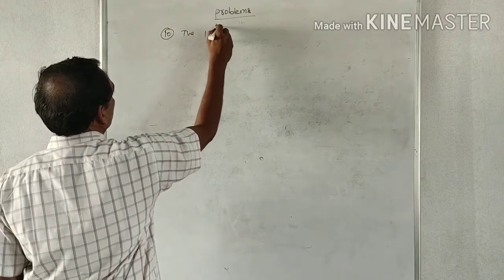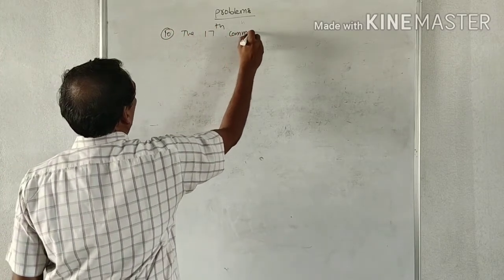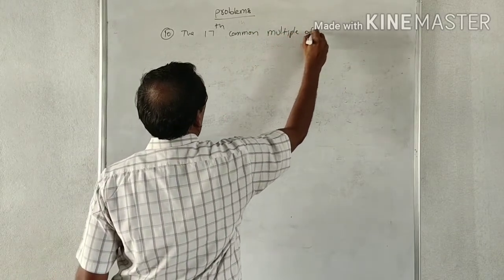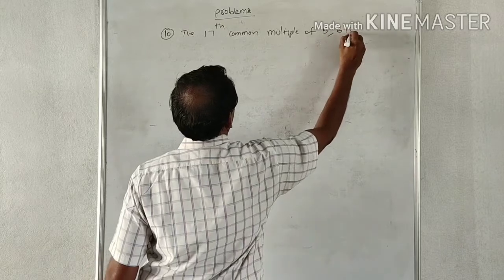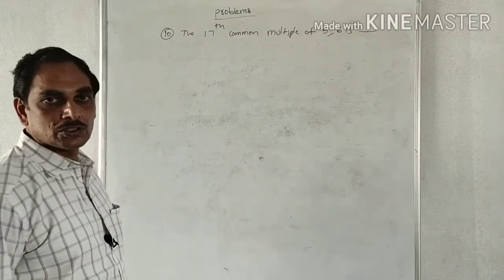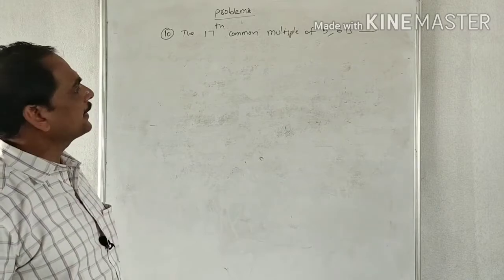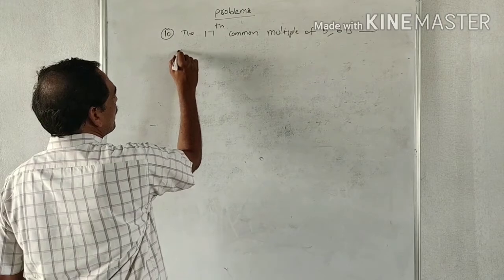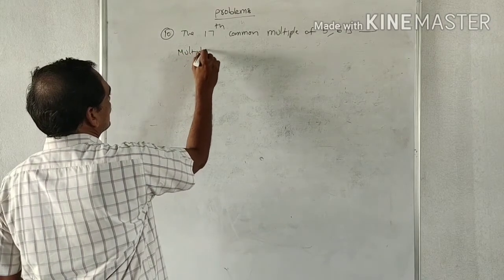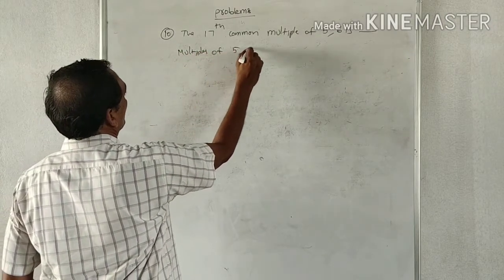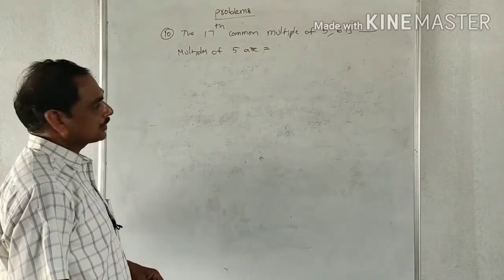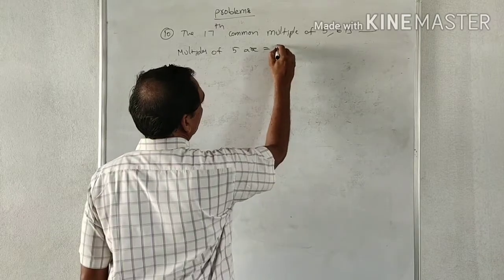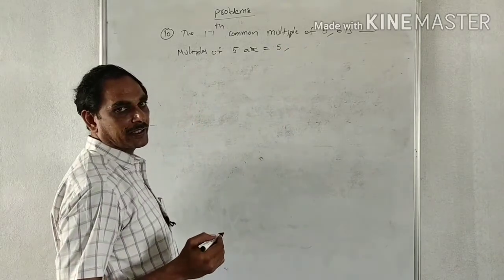The 17th common multiple of 5, 6 is dash. So here we are going to find the 17th common multiple. First we write the multiples of 5. To write multiples of 5, we multiply 5 by 1. 5 into 1 is 5.